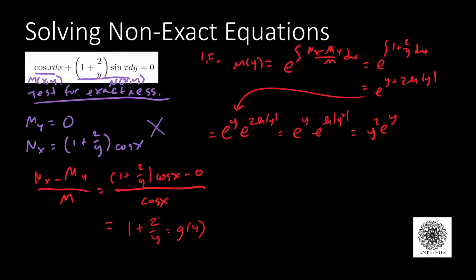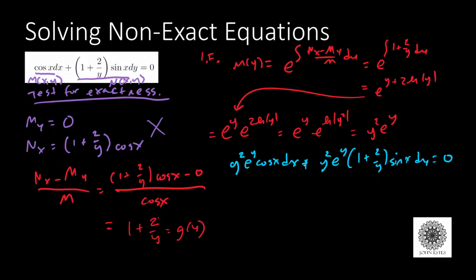So now I have my integrating factor, y squared e to the y. And when I multiply this integrating factor across everything in my original equation, the result will be exact. So my new equation then is y squared e to the y cosine x dx plus y squared e to the y times 1 plus 2 over y sine x dy equals 0.